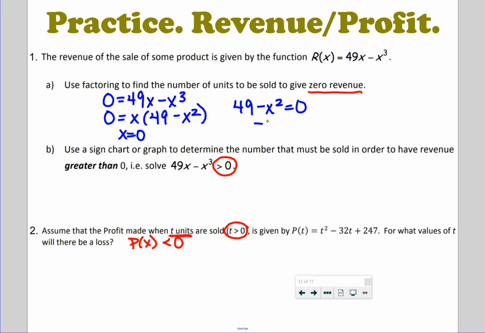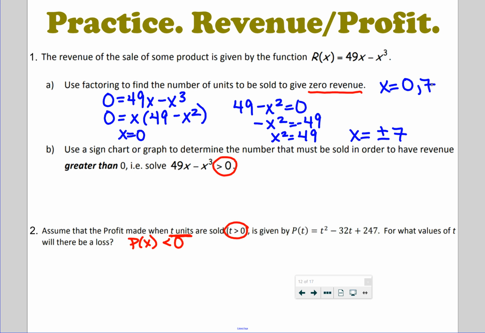Subtract 49, so negative x squared equals negative 49. Divide by negative 1, get x squared equals 49, and then take the square root of both sides, x equals plus or minus 7. And remember here, we can't have a negative number of units, so either 0 units or 7 units would make sense in this situation.